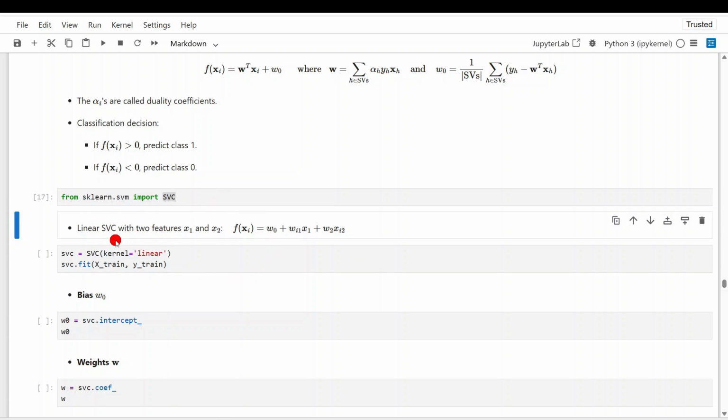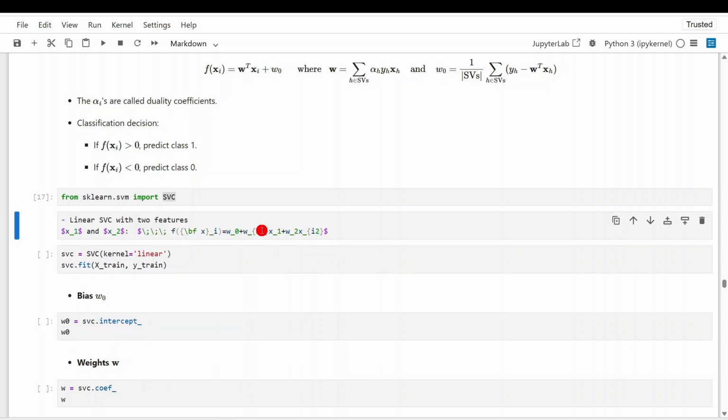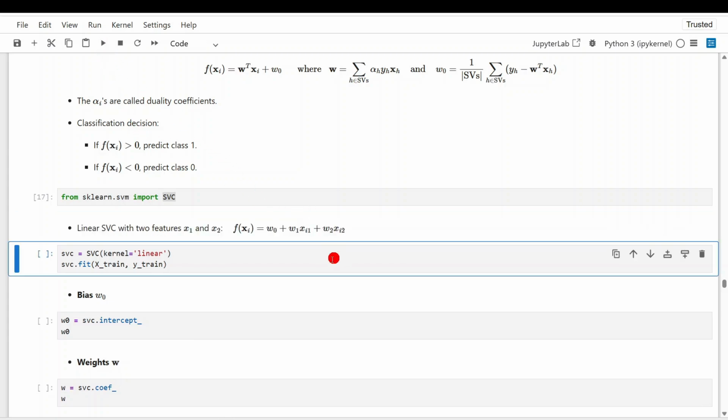The linear support vector classifier with two features can be written as w0 plus w1x1 plus w2x2. This w is not wi, right? This is just w1 but xi1. Yeah, it should be w0 plus w1x1 plus w2x2. So the i's should be for the inputs. Otherwise, the parameters are constant parameters or global parameters.